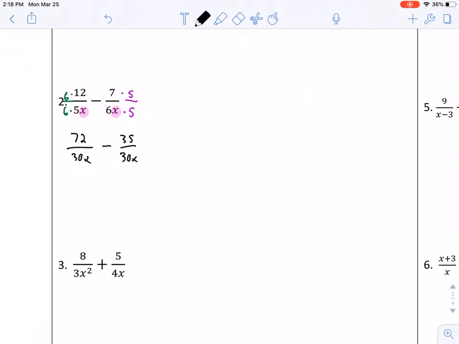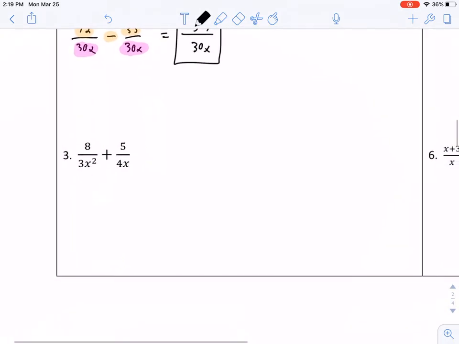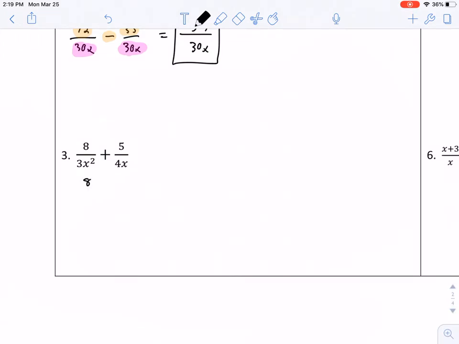So now we have denominators the same, so our answer is going to be over 30x. And if you look at the numerator, you got 72 minus 35, and 72 minus 35 is 37. Okay, 37 is a prime number, so it can't reduce with 30, even though you feel like it should. It cannot. Okay. All right, so number 3, I'm going to break this down a little bit.